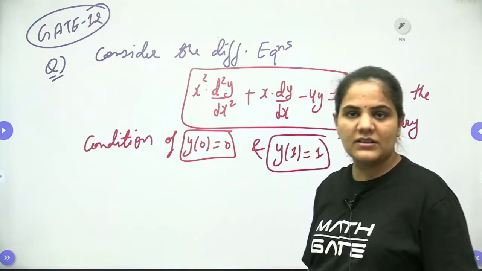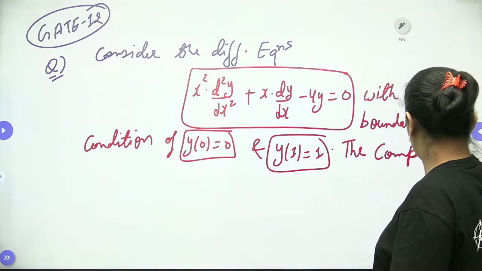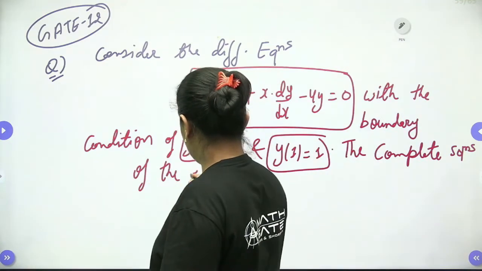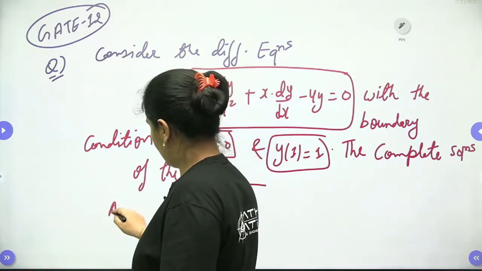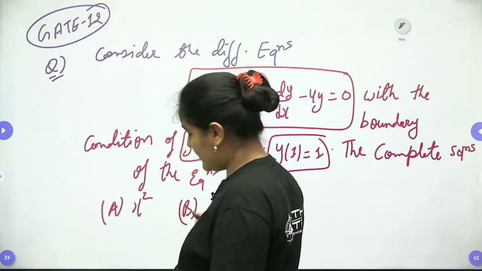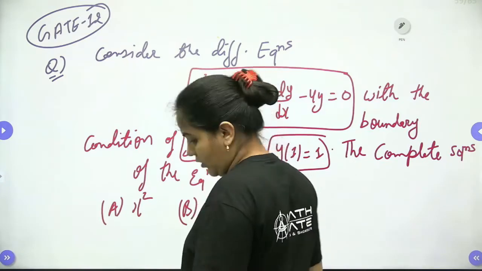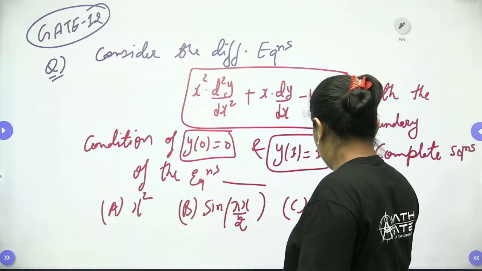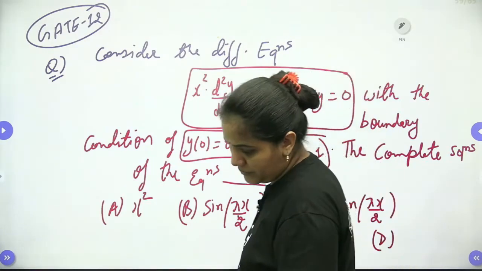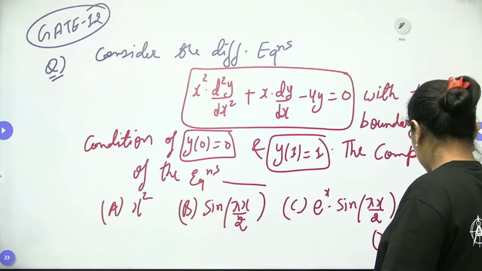The complete solution of the equation will be: option A is x square, option B is sine pi x by 2, option C is e to the power x sine pi x by 2, and option D is e to the power minus x sine pi x by 2.